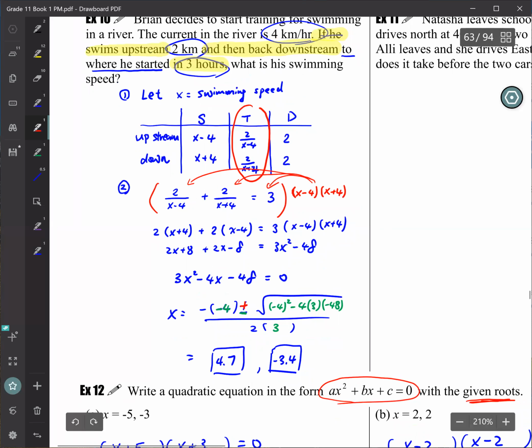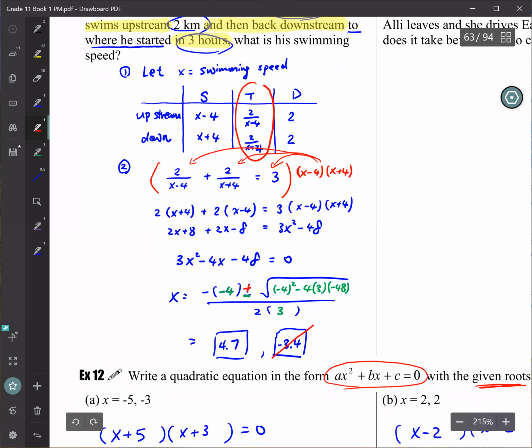So we need to reject the negative, right? Because you cannot have a swimming speed of negative number. And also the swimming speed cannot be smaller than the current, right? Otherwise, you will be swimming backwards, and the current is faster than your swimming, so you will never reach your destination.